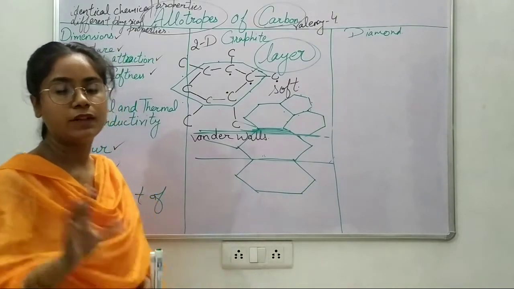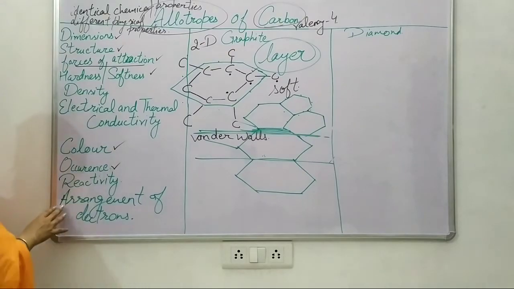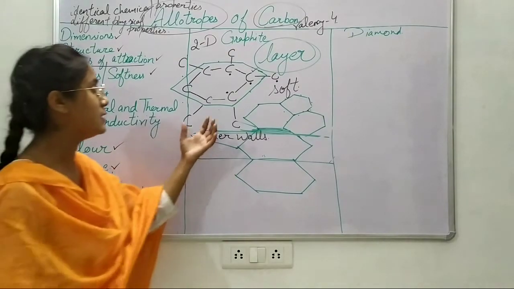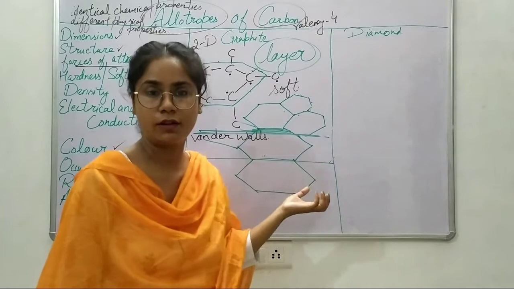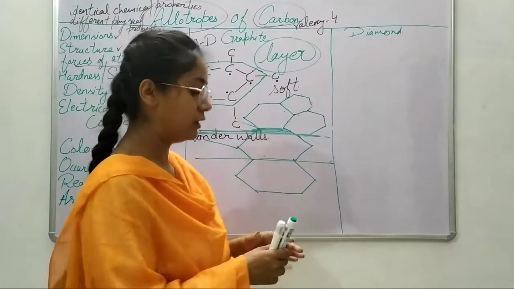So dear students, one more point we need to discuss is the arrangement of electrons, and in this case these are arranged in hexagonal order. Now let's talk about the diamond.